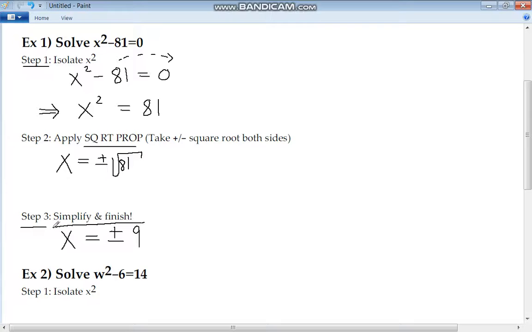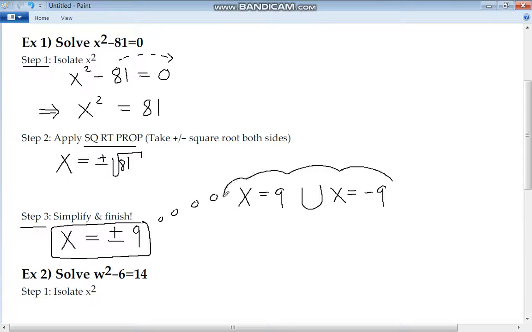And I'm going to put a box around this answer. I just want you to be thinking when you see this, what does she mean by that? She means that x is equal to 9, or, union, x is equal to negative 9. That's what the plus or minus means. Okay, moving on to the next example.